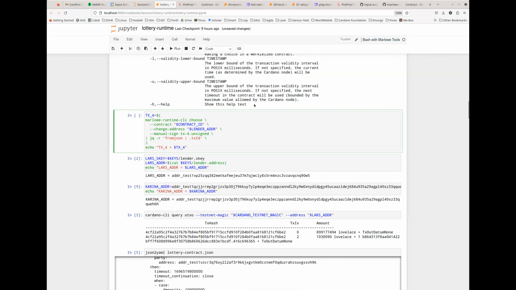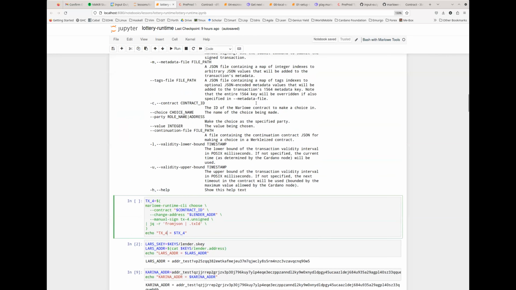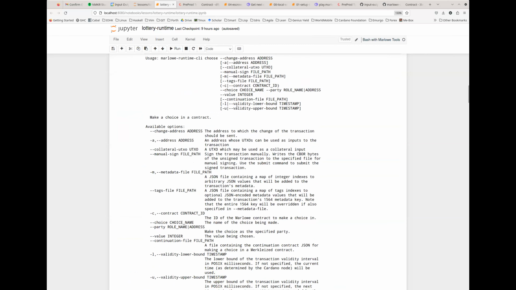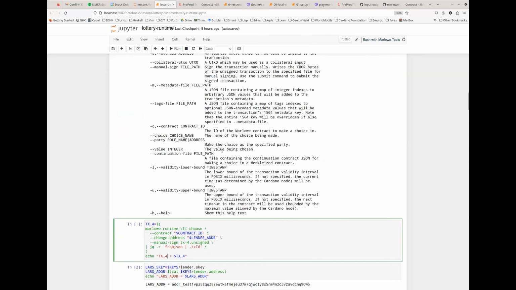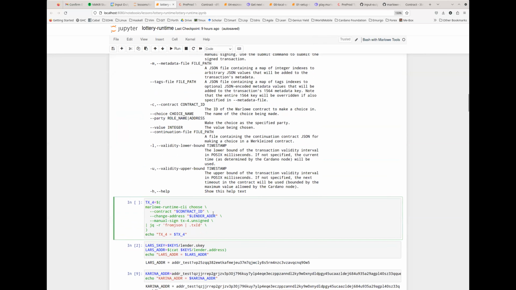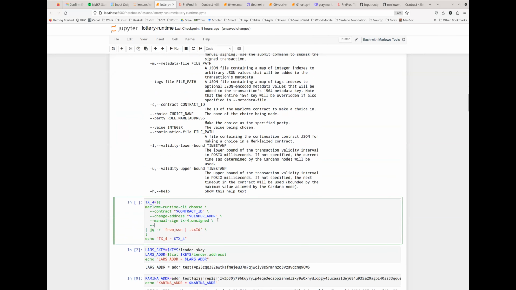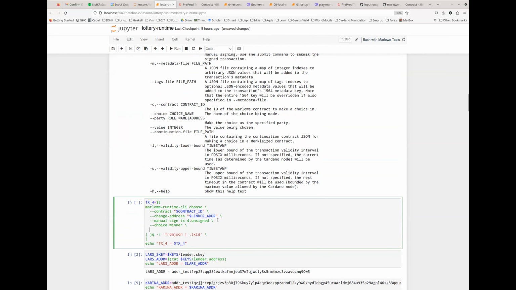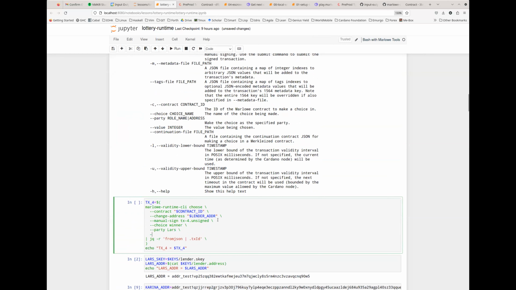And now, of course, I must do some choice thing. So what do we have? Choice name, and then party, and the value of the choice. So the choice name was winner. So choice winner. The party is me, and I'm identified by my role token, Lars. And the value, so now I can decide whether Robertino or Carina gets it.